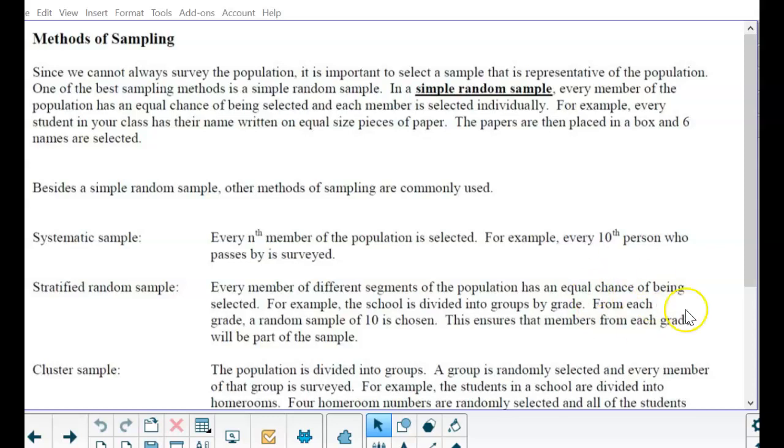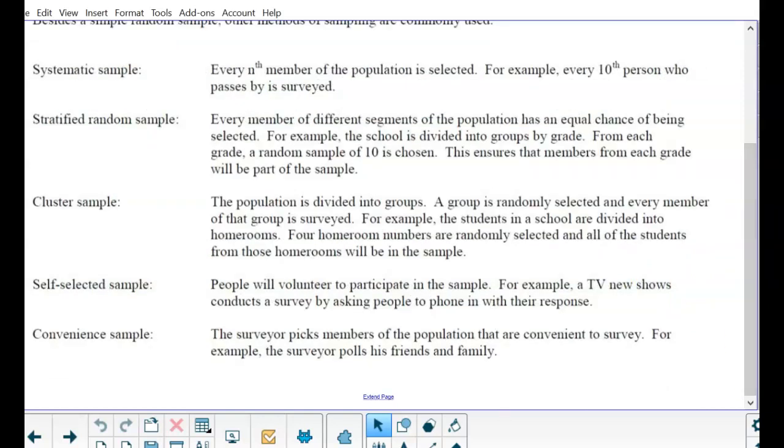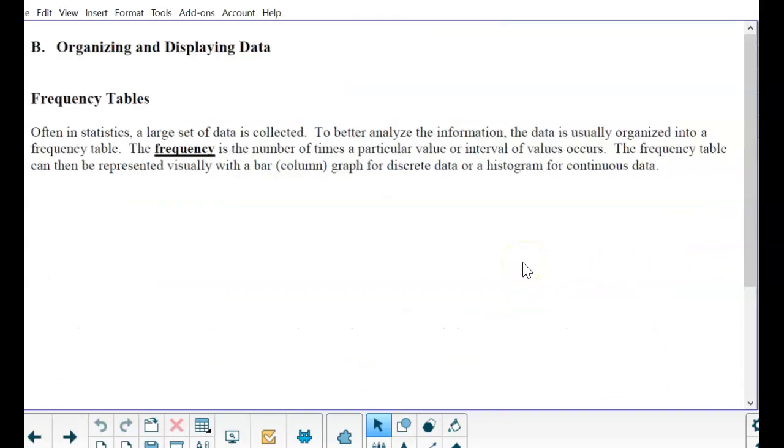Okay, so now let's get into some of the math. We went through those. First is organizing and displaying data, so frequency tables. Often in statistics, a large set of data is collected. You don't want to have a huge table of values, so you want to summarize it and organize it in a better way. To better analyze the information, the data is usually organized in a frequency table. The frequency is the number of times a particular value or interval of values occurs. The frequency table can then be represented visually with a bar or column graph for discrete data or a histogram for continuous.